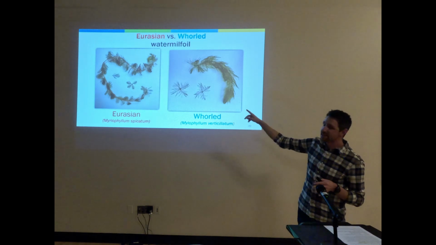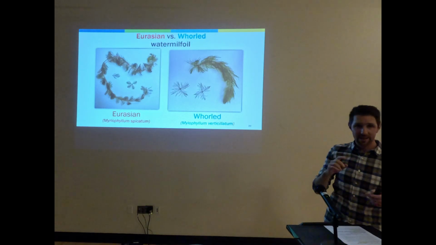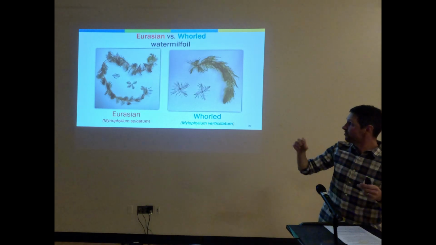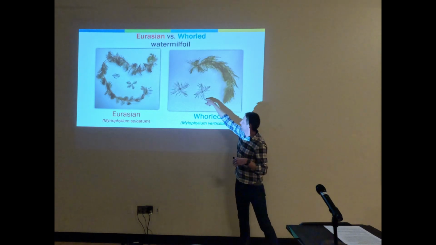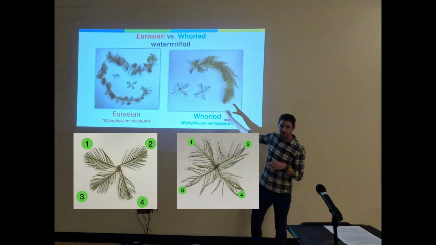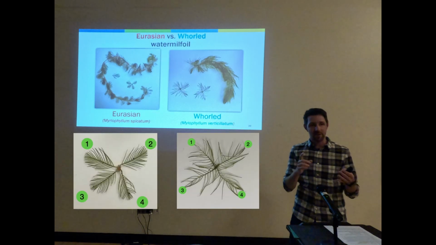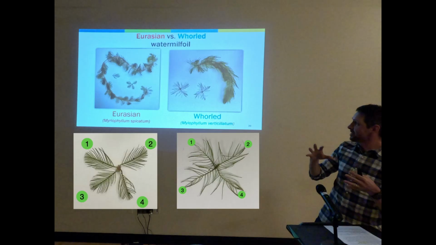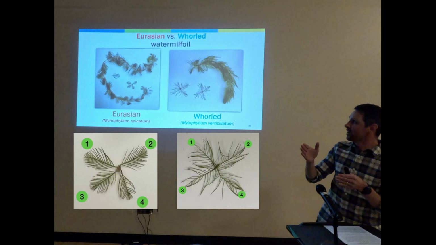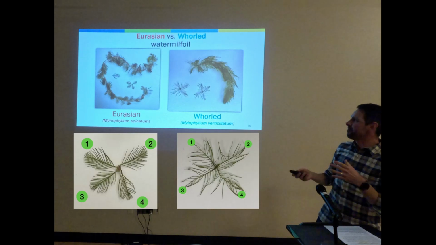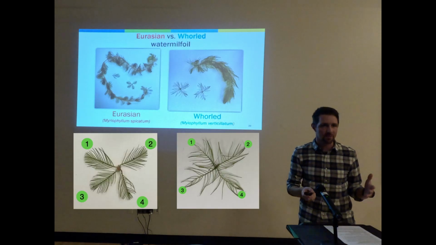I also have these cross sections of the leaves themselves. So you can see at each point where there's a leaf, there's going to be four leaves. 1, 2, 3, 4. And for the northern watermilfoil, it's going to be much more diffuse. There's going to be fewer leaflets, and it's not going to be as regular and as finely segmented as the Eurasian Watermilfoil.